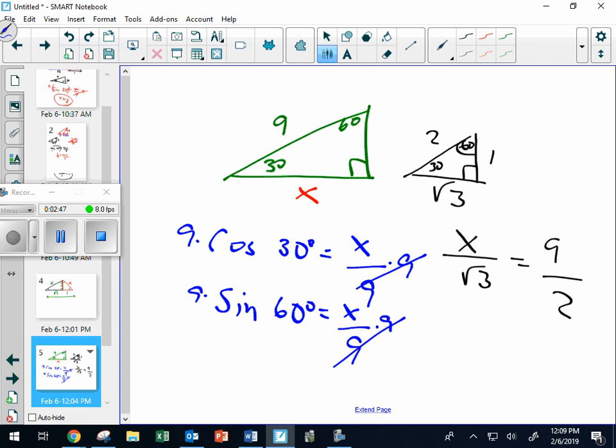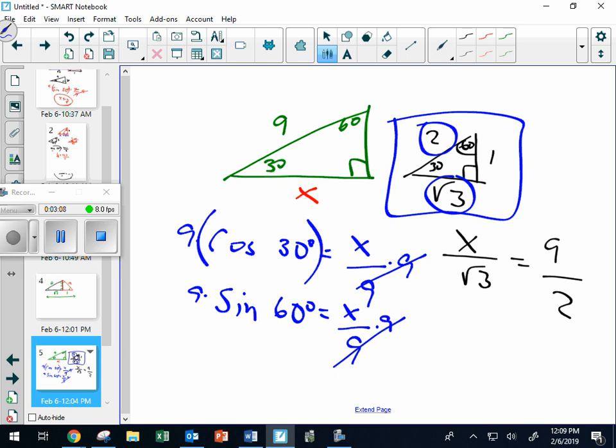Now, what I was trying to get to here is these answers are exact, but you really can't leave cosine 30 on a test because you know what the cosine of 30 is. You go over here and you say, what's the cosine of 30? Oh, it's root 3 over 2. So I got to replace that with root 3 over 2. Or sine of 60 happens to also be the same exact thing, root 3 over 2. So final answer would be 9 root 3 over 2.